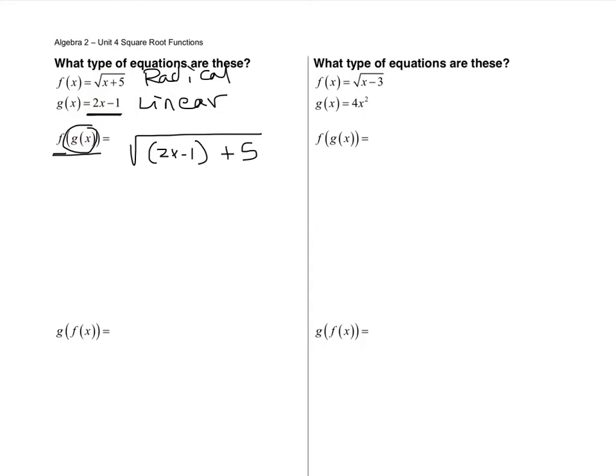Now, you can just write 2x minus 1 plus 5, and then negative 1 plus 5 would be plus 4, so that is the final answer.